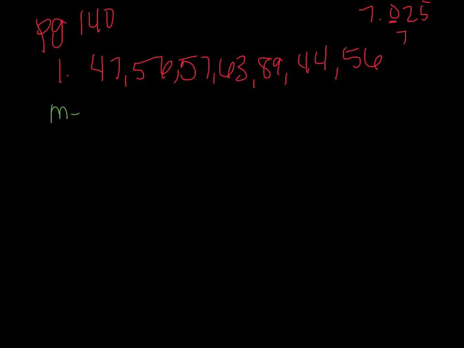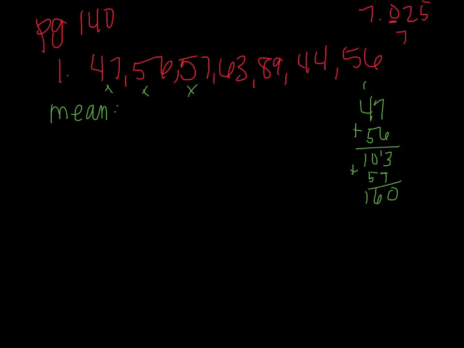I'm going to use Christmas colors on this one. The mean, I'd have to add them all up. 47 plus 56. I'm just going to go in order because I don't want to get messed up. 7 plus 6 is 13. 5 plus 4 is 9, plus 1 more is 10. Then I'm going to add 57. 3 plus 7 is 10. 5 plus 1 is 6. Bring down my 1 because 1 plus 0 is 1.